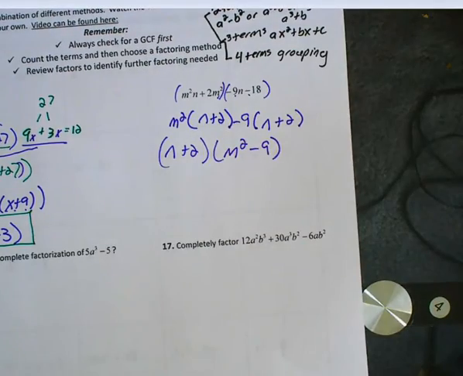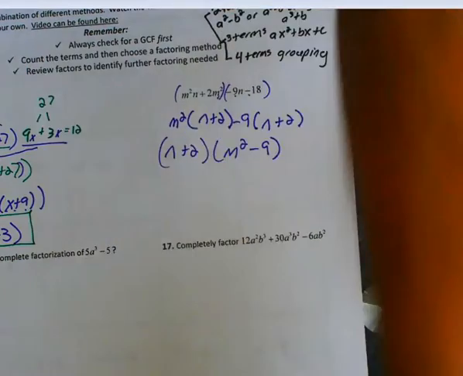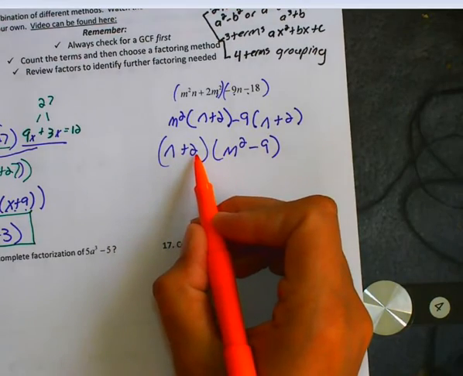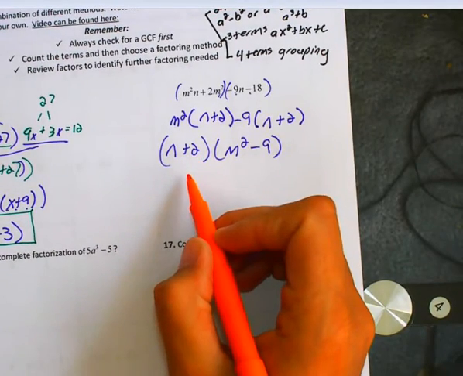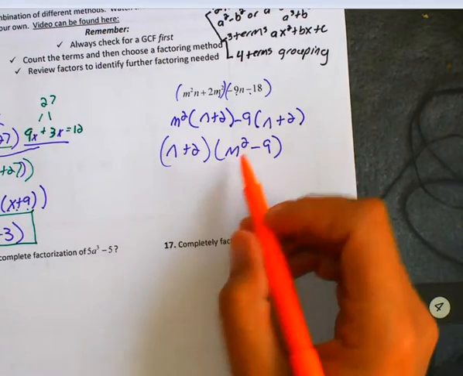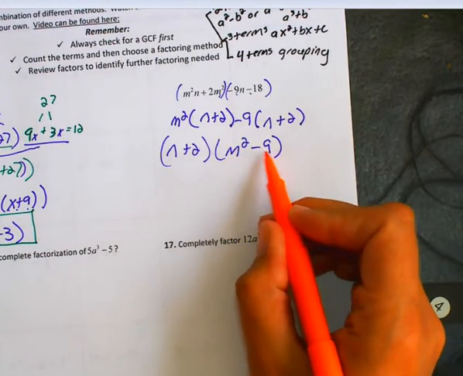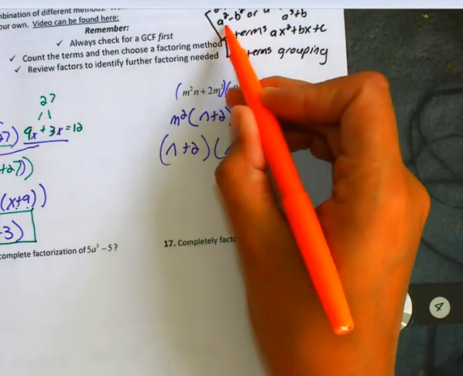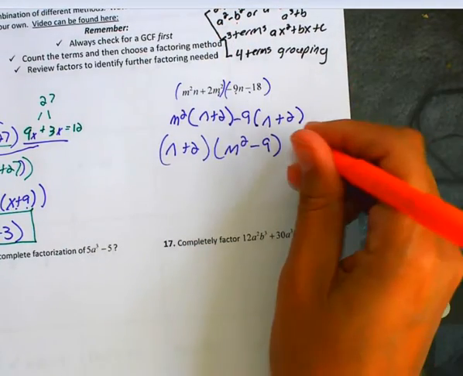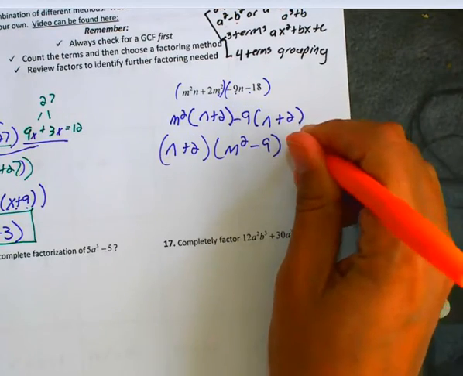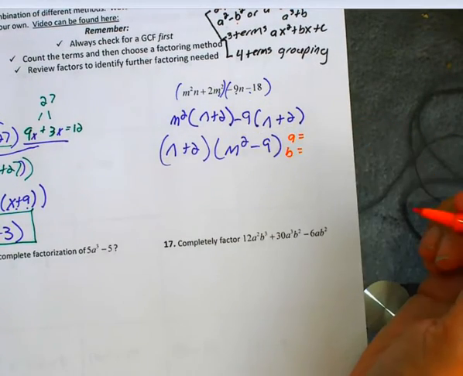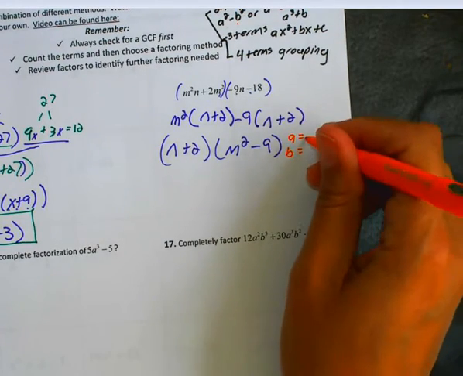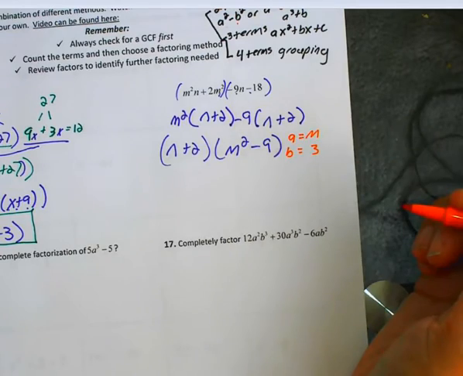Okay, now you are not done, because if you look a little more closely, I have n minus 2. Okay, that expression, there's not anything else I can do with that one. But if I look here, m squared minus 9, there's 2 terms here, and it's actually the difference of perfect squares. Remember, when we have the difference of perfect squares, we need to know what a equals and what b equals. Again, if you don't remember how to do this, you need to go back to the previous video. A is m, b is 3.